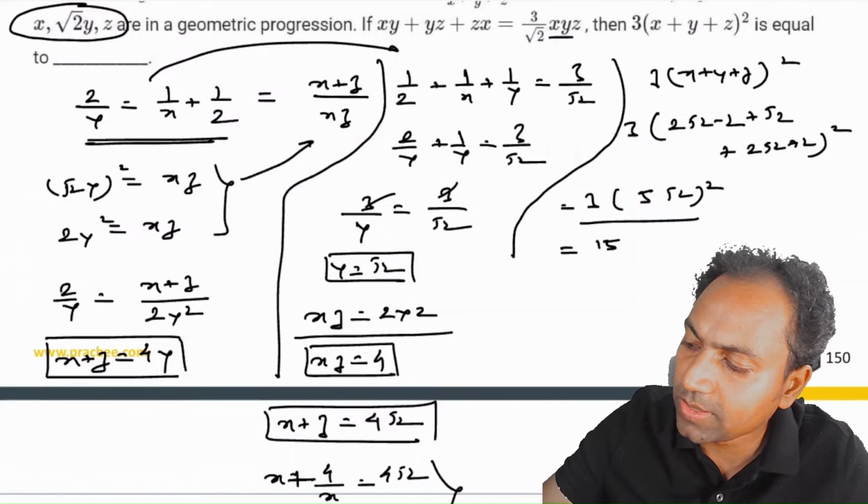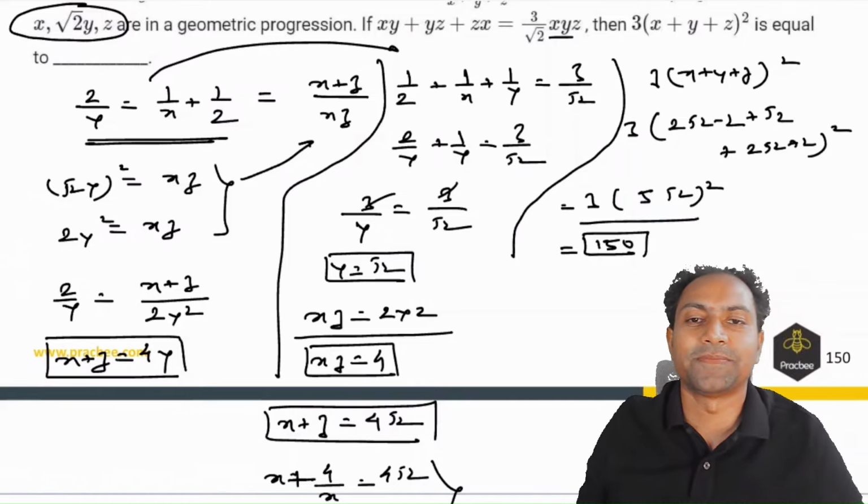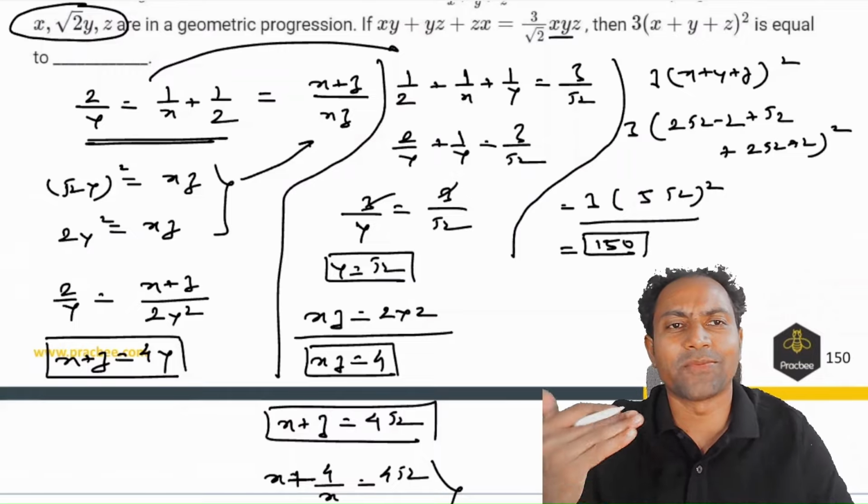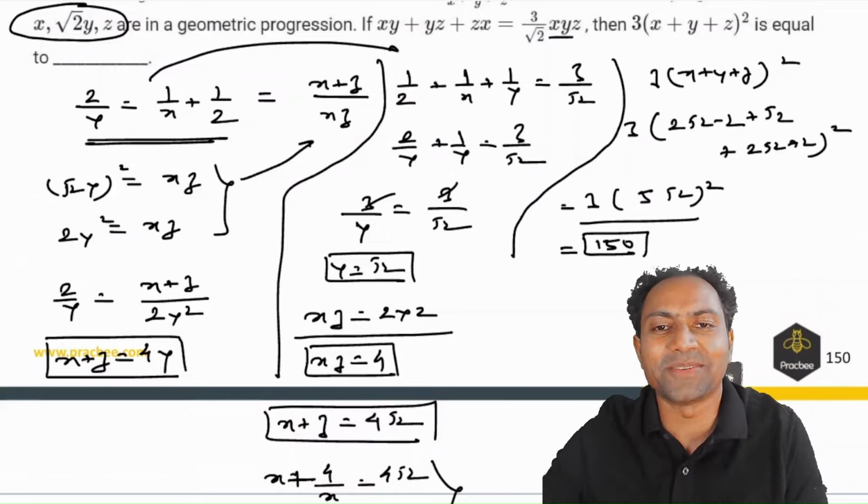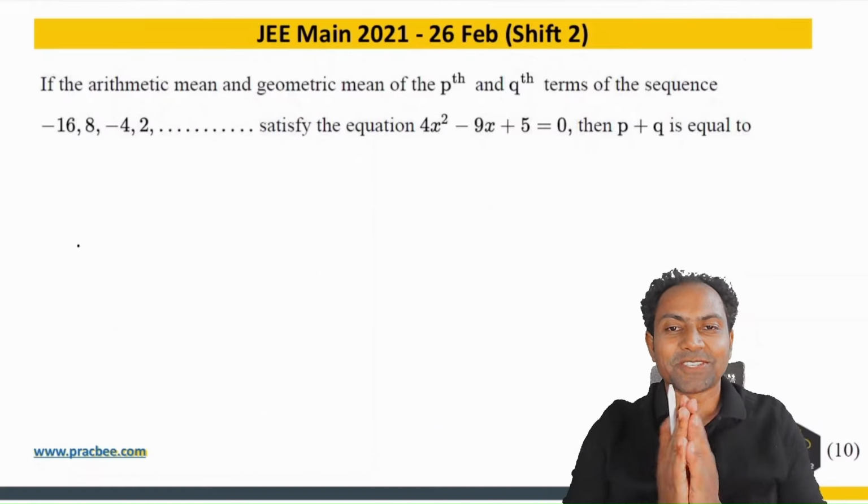This, if you calculate, comes out to be 150. It's not a very difficult question. And what you need to do is use the same condition multiple times to get to the answer. Now, this is a very interesting question.